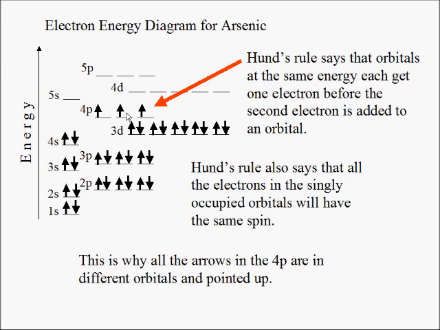The other part of Hund's rule says that electrons in the singly occupied orbitals, meaning these guys right here, will all have the same spin. So this is why all the electrons are pointed up.